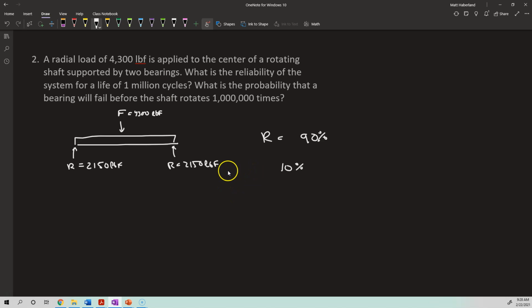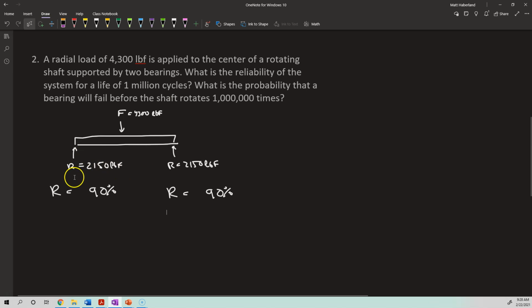That would be true for a single bearing, but I've been tricky here and I've given you two bearings. And both of these have to live for a million cycles in order for the system to survive. So each of these bearings individually has a 90% chance of surviving. We know that the reliability of this bearing, I should probably change my letters here.